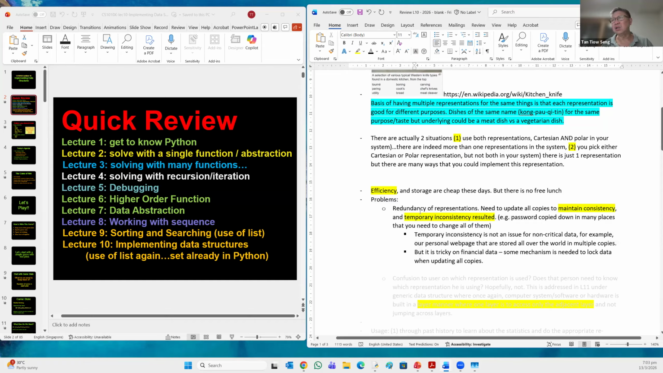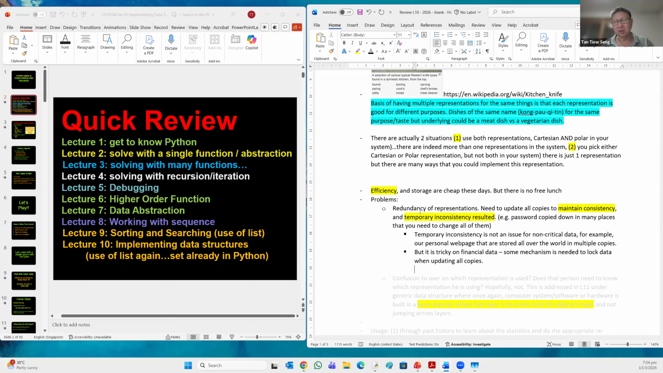It's the redundancy of representation, meaning that you have more than one representation in your system. Then you have to maintain consistency, because with multiple copies, multiple representations of the same thing, you have to be sure that both or all of them are representing the same thing.